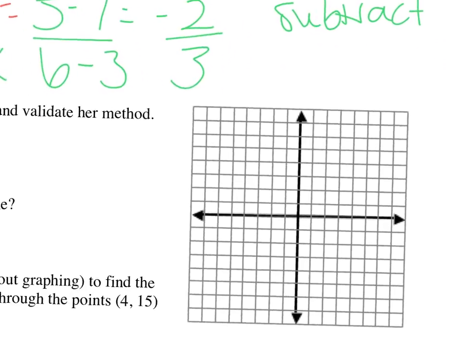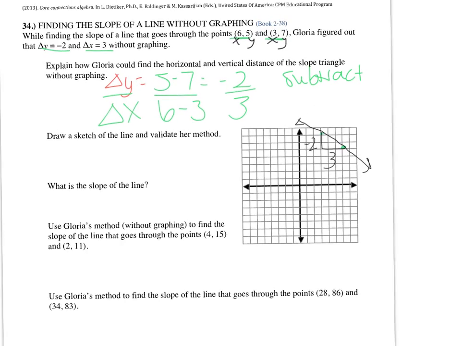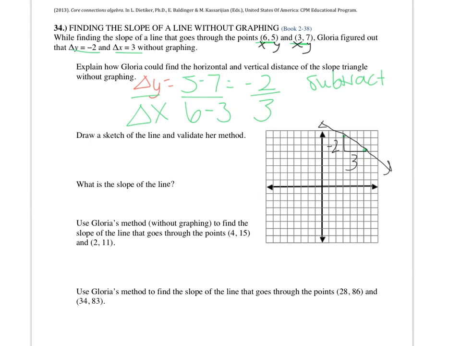So we have a point at 6, 5. 1, 2, 3, 4, 5, 6. 1, 2, 3, 4, 5. And then the other point was 3, 7. And what we can do is we can connect these. Well, we can draw the line first. And then make a slope triangle and see that we're going down 2 and over 3. So we drew a sketch. What's the slope? Well, we just said it's -2/3.